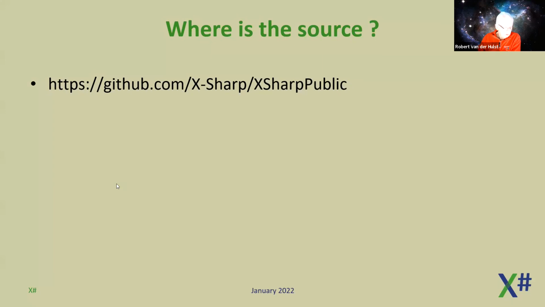If you want to see the source, go to this repo, GitHub, the X public repo. There's a Git link on the X website, and go to the public, and then in the runtime folder, you will find all the source.